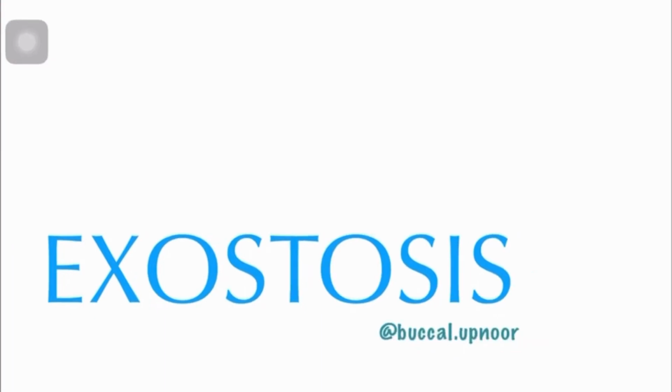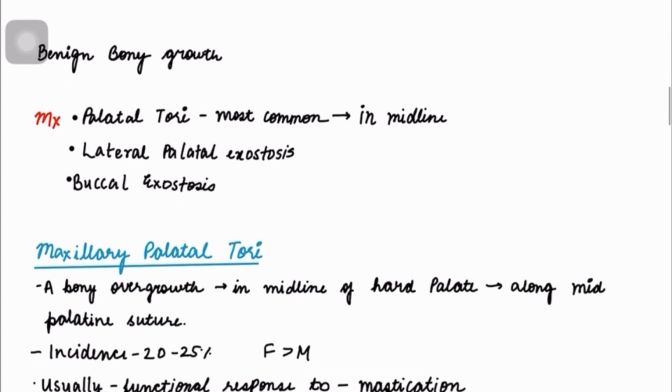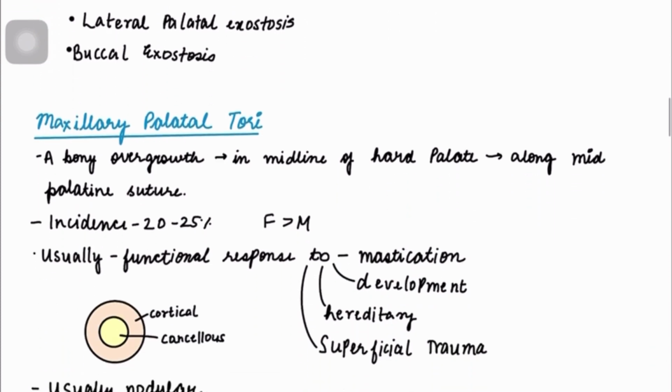Hello everyone, let's see exostosis. It is basically benign bony growth, and the most common in the maxilla is maxillary palatal tori. It is a bony overgrowth in the midline of the hard palate along the mid-palatine suture.